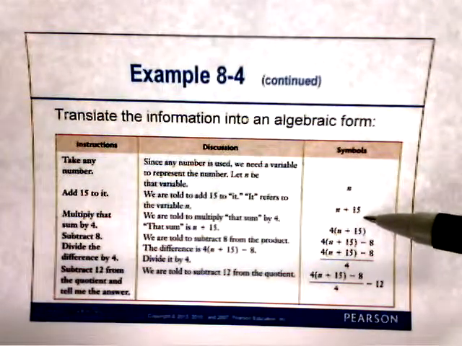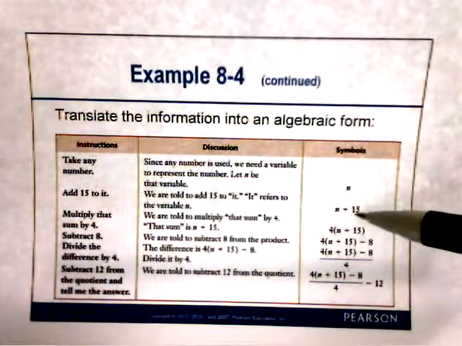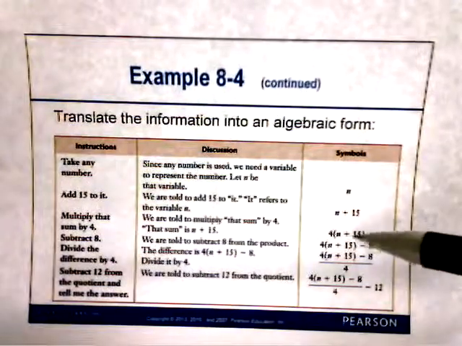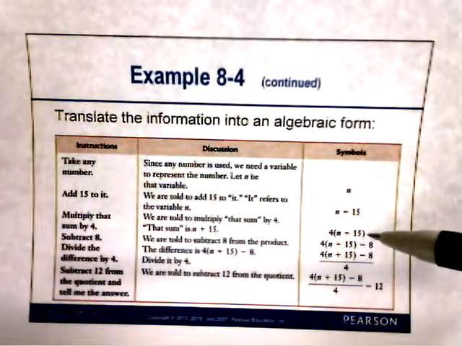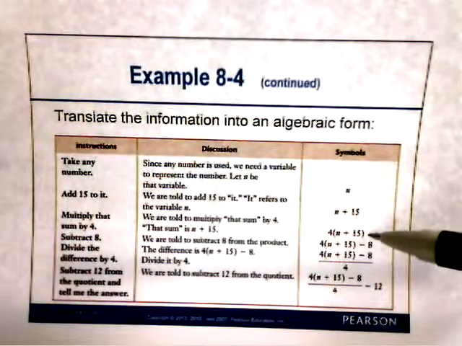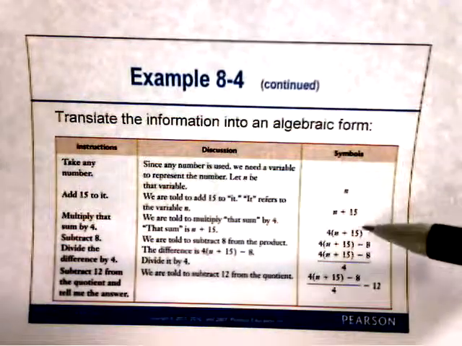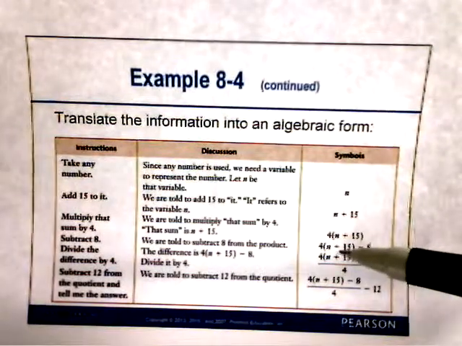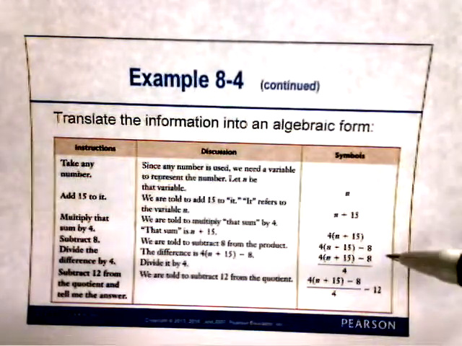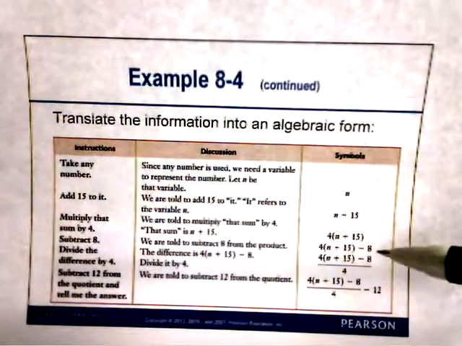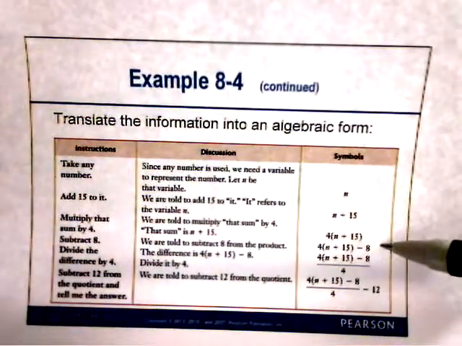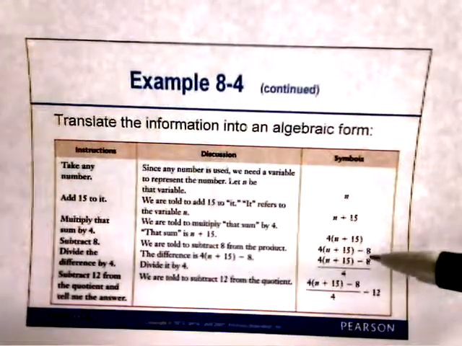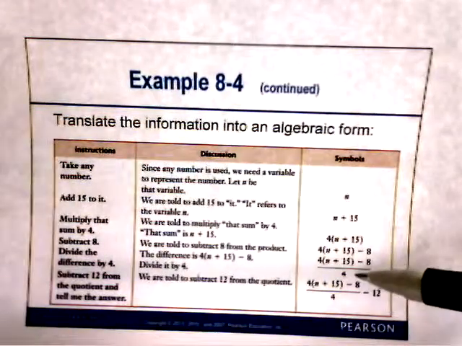Then you're going to multiply that sum by 4. So you'll take that n plus 15, it's all going to be multiplied by 4. So you have 4 times the quantity n plus 15. And then you're going to subtract 8. So you're going to take this expression, and it's going to be minus 8 from that. So you have 4 times the quantity n plus 15 minus 8. And then you're going to divide that difference, which is this right here, by 4. So all of this, 4 times the quantity n plus 15 minus 8, all that's divided by 4.